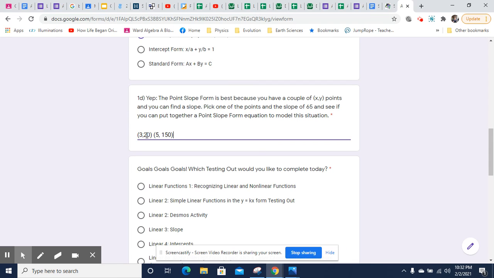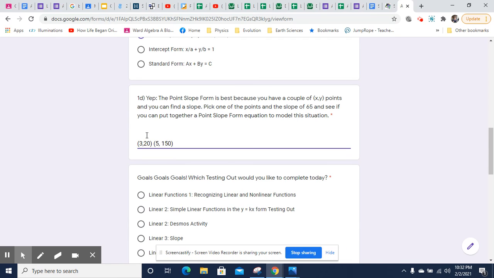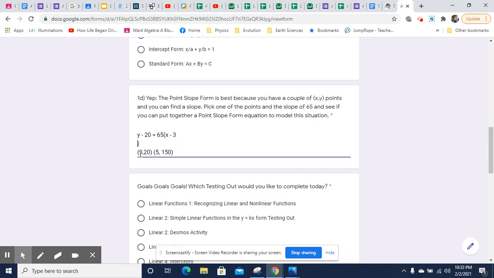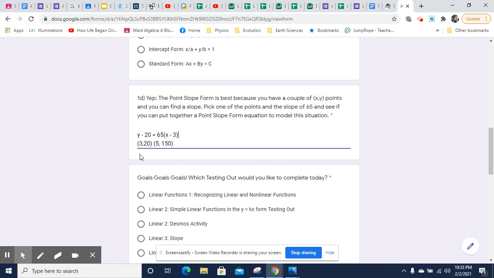And we're going to use the slope. So let's do that. Let's try it first with this one. y minus 20 equals 65 times (x minus 3). And that equation will totally work. Oops, I need the parentheses there, though.